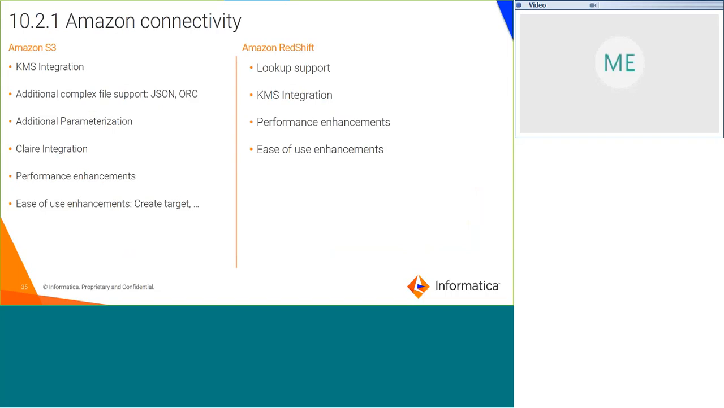And along with this functionality, we are also improving our connectivity. So Amazon S3 and Redshift are two connectors we are continuing to improve on. Especially on S3, the key feature we have added is JSON and ORC file format support. This was a new format which we added in 10.2.1.